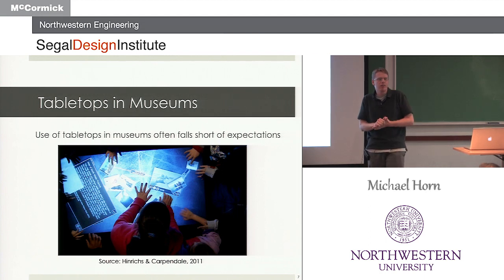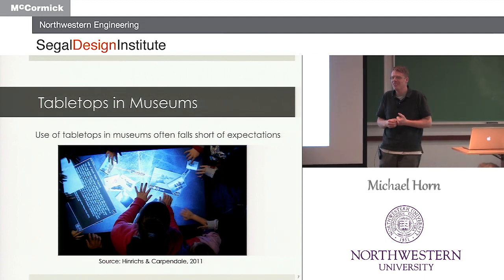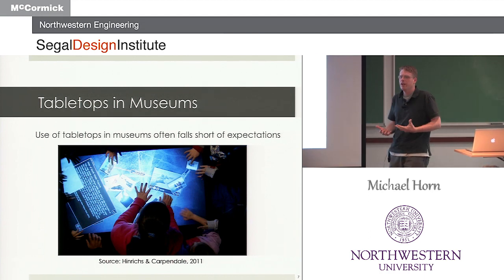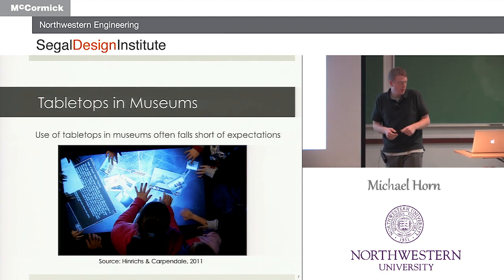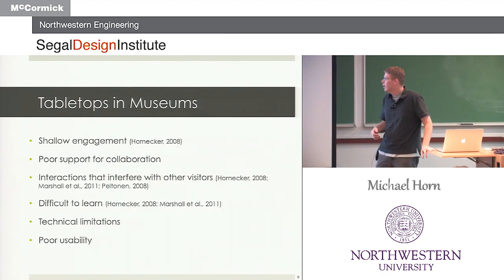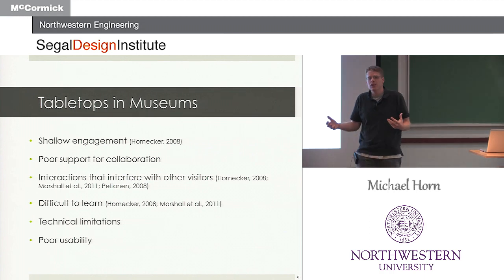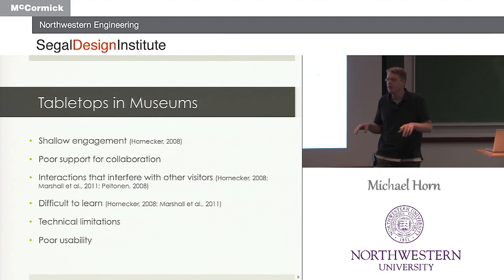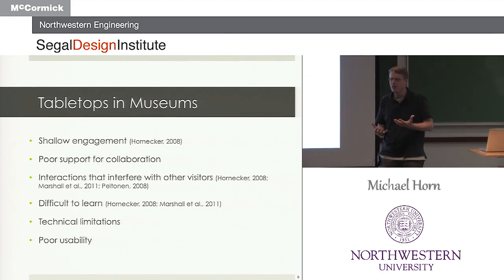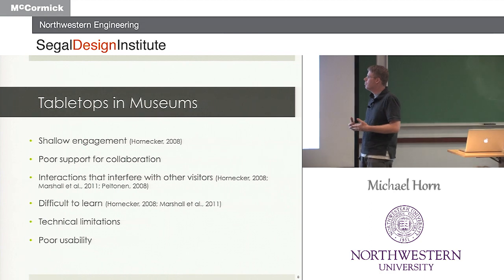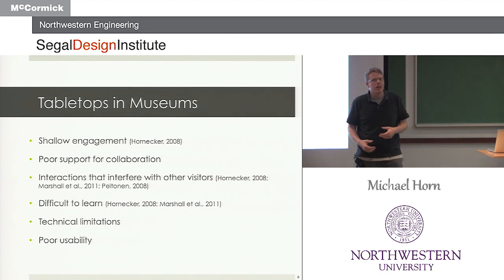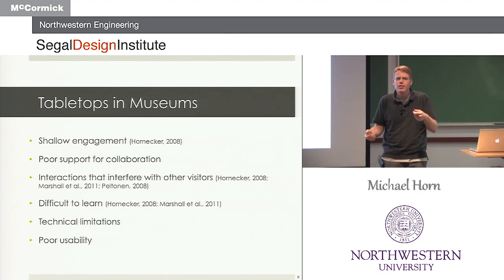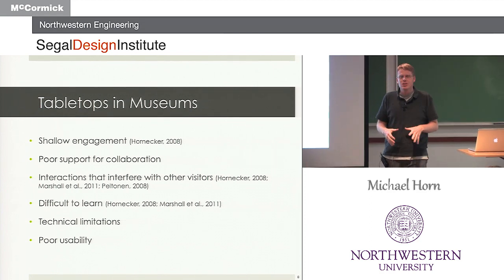Looking at different tabletop exhibits, I have been consistently underwhelmed by the exhibits that I've seen. I just don't feel like they're living up to expectations. Some of the reasons are shallow engagement. You walk up, there are some photos you can move around, maybe you can read some text, but you're not really deeply engaging with any of the content on the table. Poor support for collaboration. By that I mean that people have a hard time coming to a consensus on a shared goal and then figuring out a way to work together to achieve that goal.